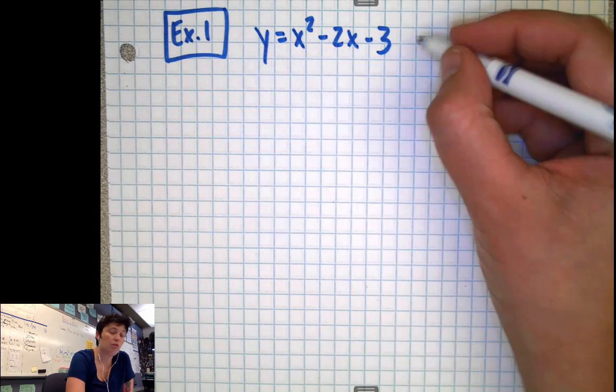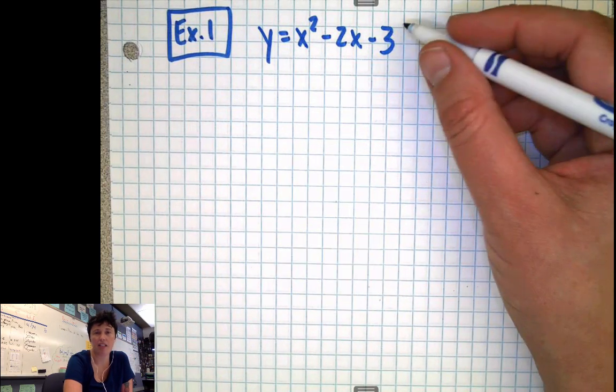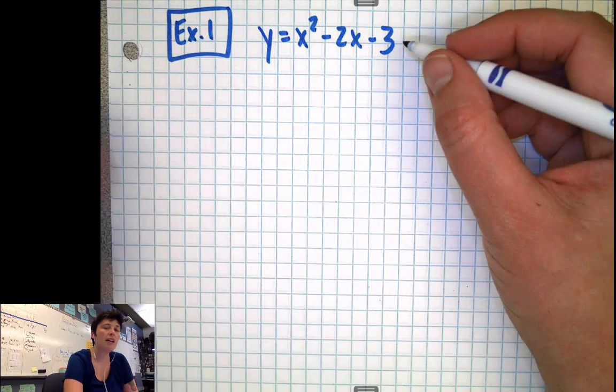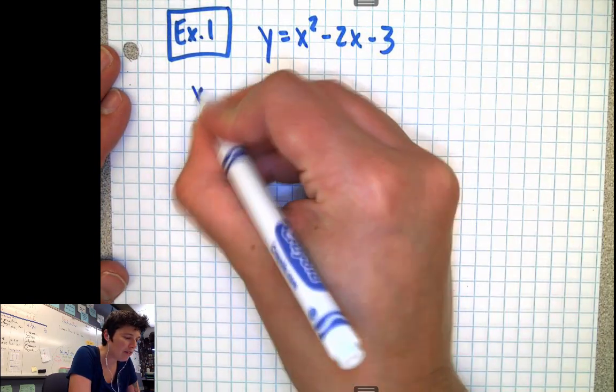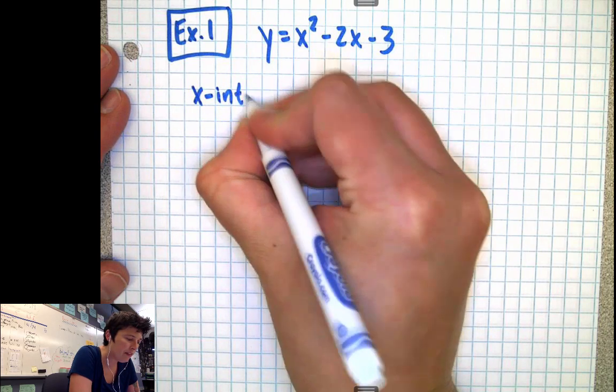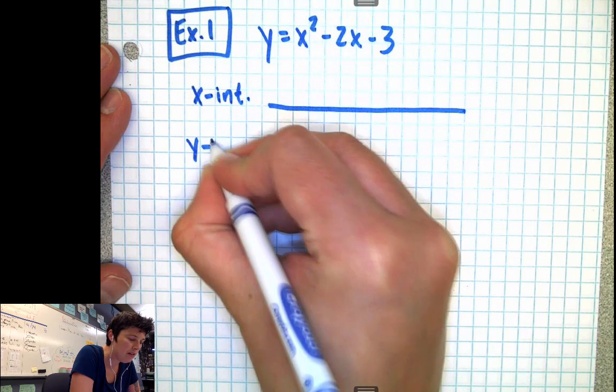So I could just graph it right away to try to figure that out. I could plot points, connect it together, and take a look at it. But instead, I want to go for kind of an algebra strategy here. So underneath, I'm going to say I want to find the x-intercepts and figure out where those are. I'm going to leave a blank spot for that. I want to find the y-intercept.